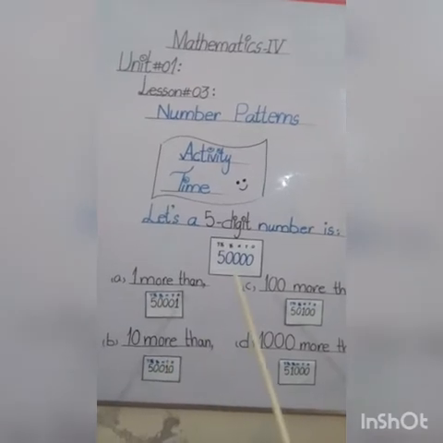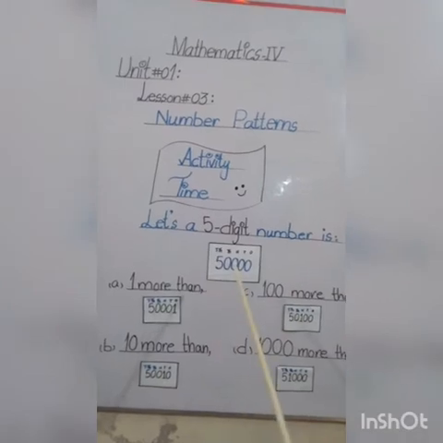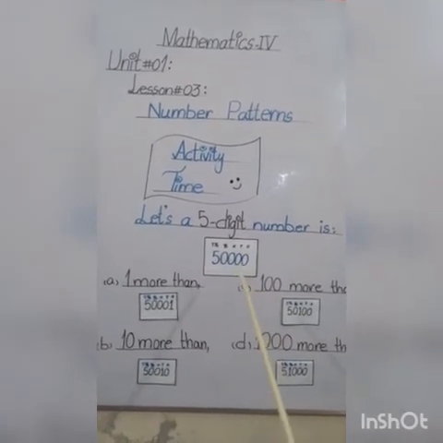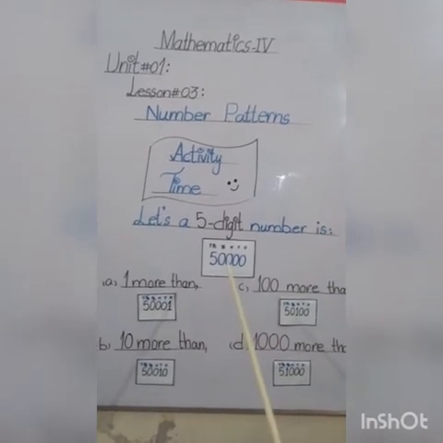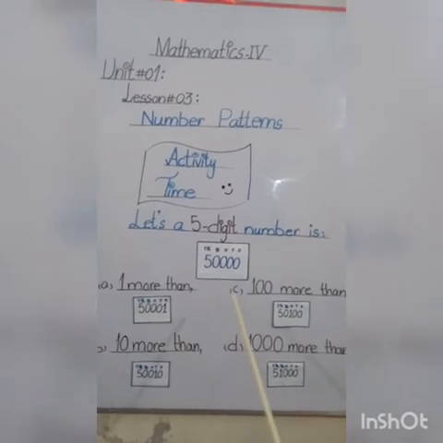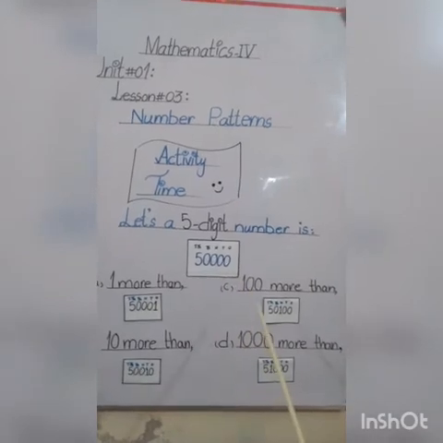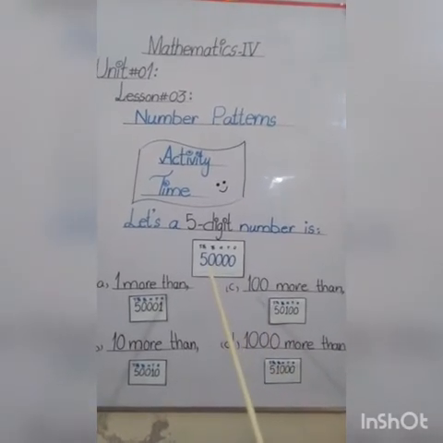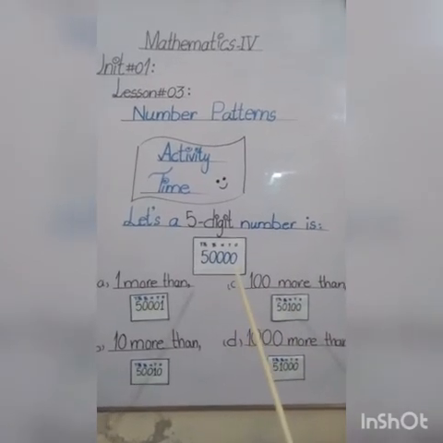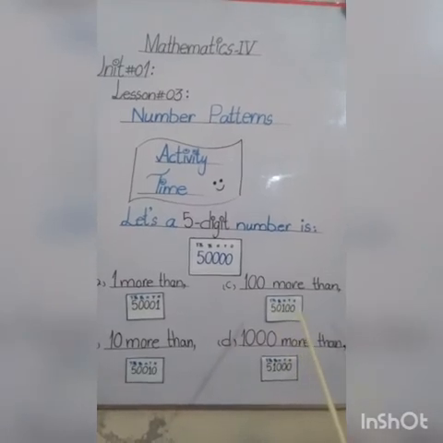B, 10 more than 50,000. It means we have to add 10 to 50,000. So a change occurs at the tens place. Now 50,000 will become 50,010. Now C, 100 more than 50,000. It means we have to add 100 to this value, and now a change will occur at the hundreds place. Now it will become 50,100.